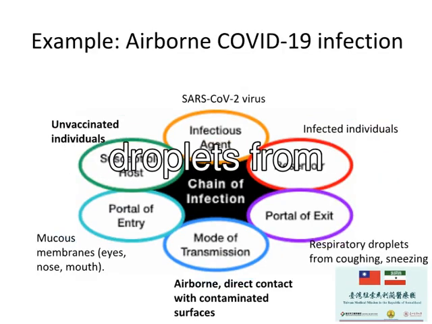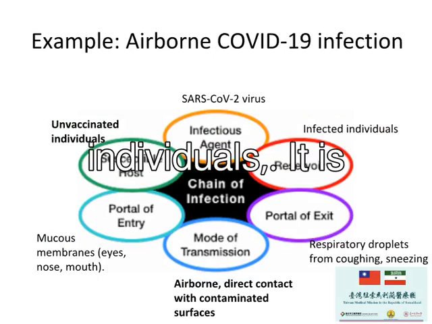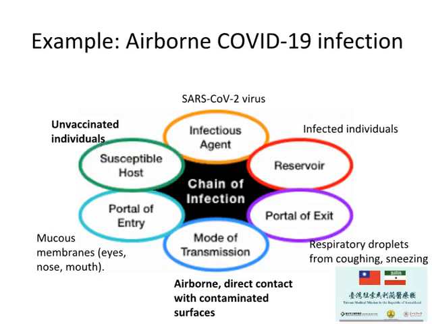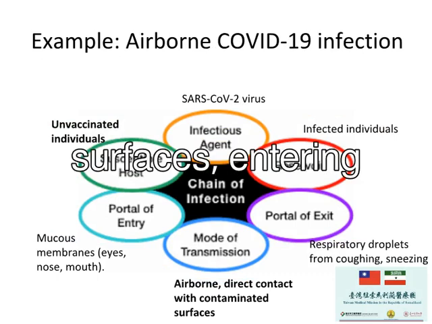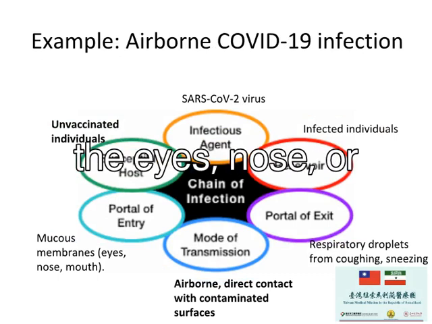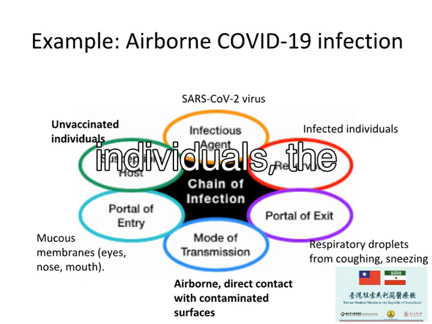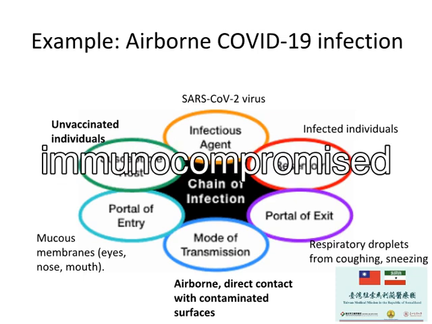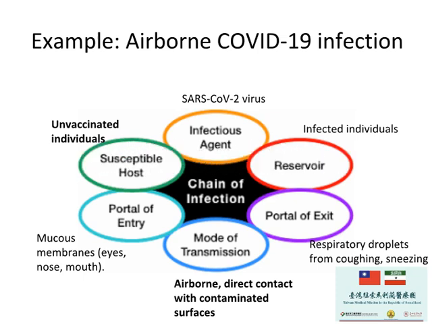SARS-CoV-2 spreads through respiratory droplets from infected individuals. It is transmitted via airborne particles or contact with contaminated surfaces, entering the body through the eyes, nose, or mouth. Unvaccinated individuals, the elderly, and immunocompromised people are at higher risk.